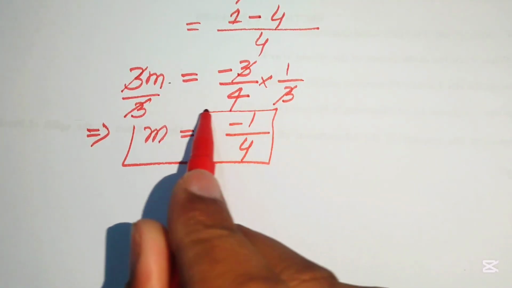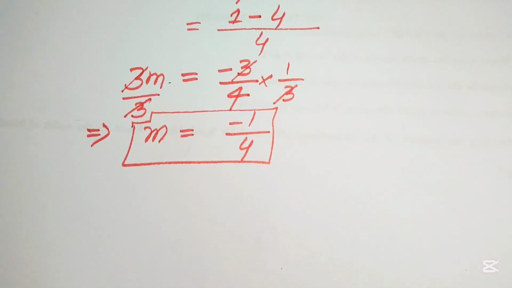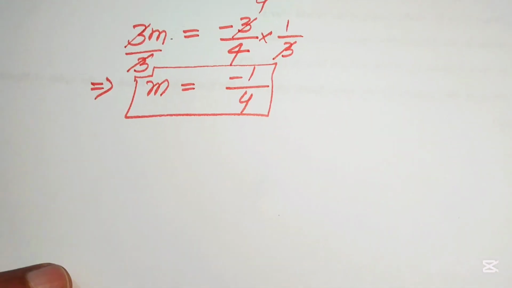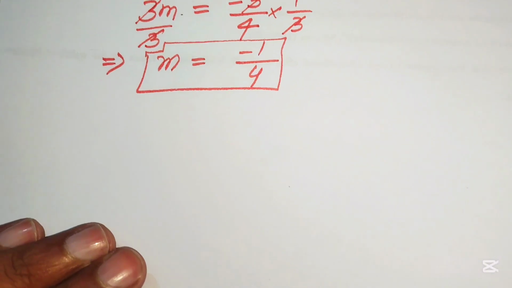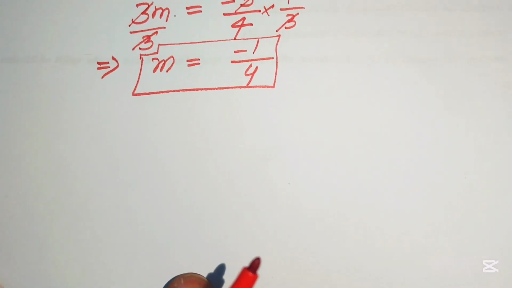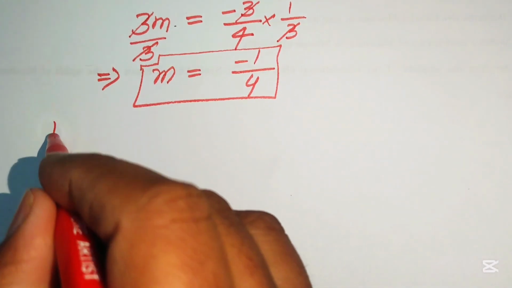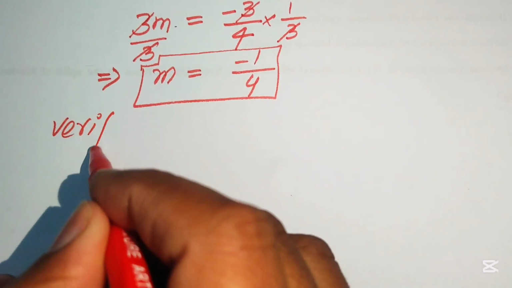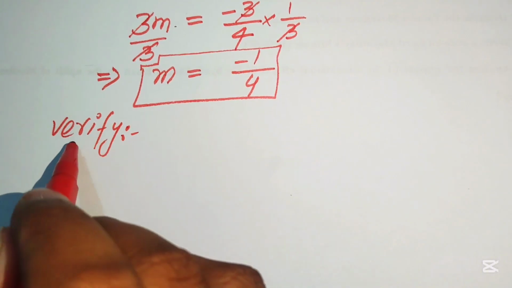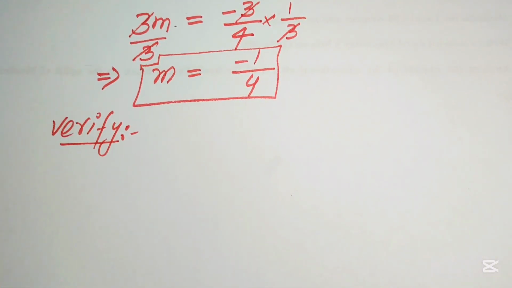So this is the value of m, but this is not the solution of the given equation, because here I can just say the key fact about the radical equation. So now we need to verify this value of m. Does this value of m satisfy the given equation or not? So here we need to copy down the given question statement.